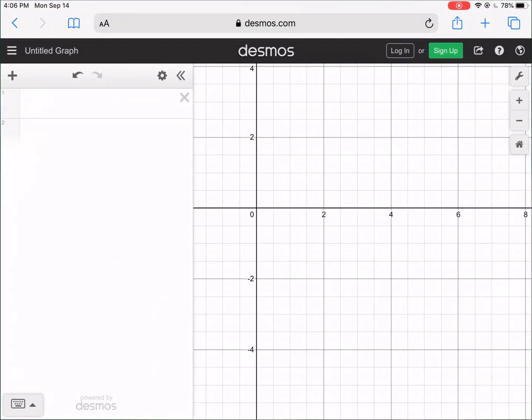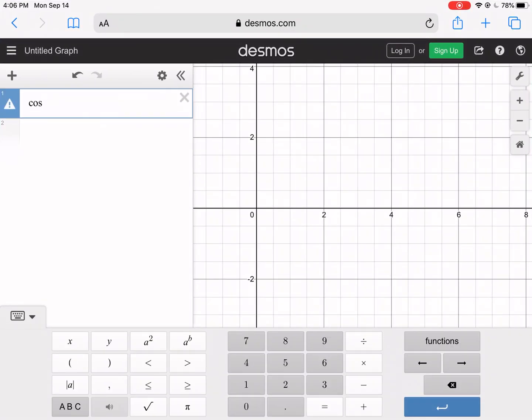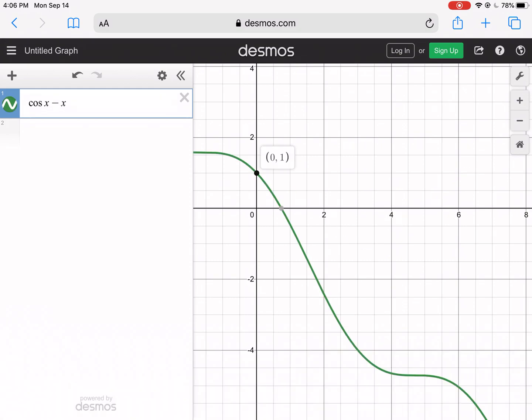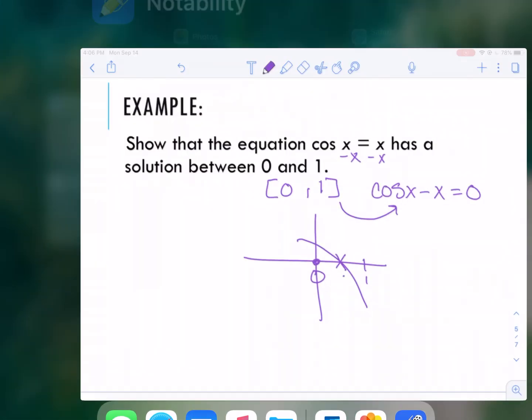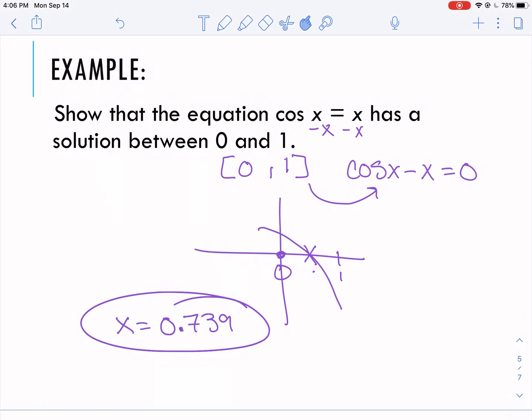So if I do that here, let's type in the cosine of x minus x. If I'm going from 0 to 1 here, I'm going from a positive y value to a negative y value. So I'm showing that at x equals 0.739, I can say now there is a solution for that function.